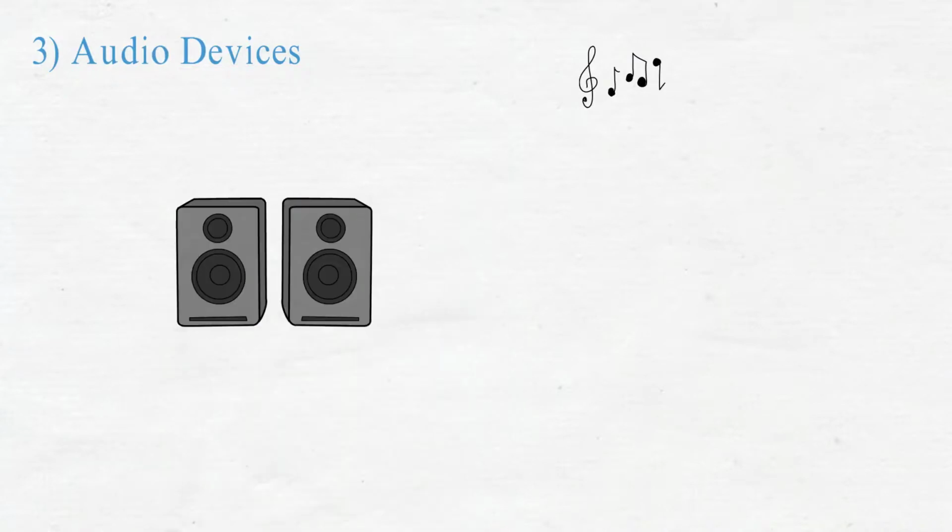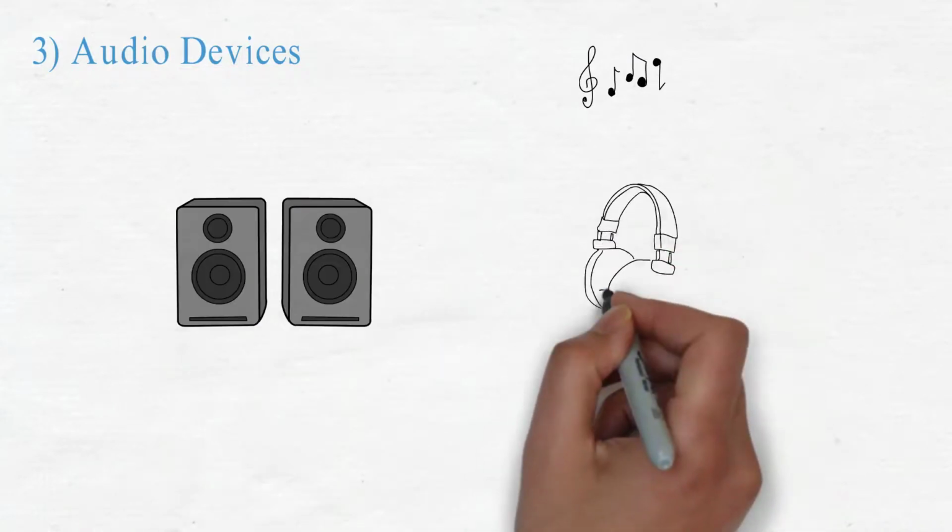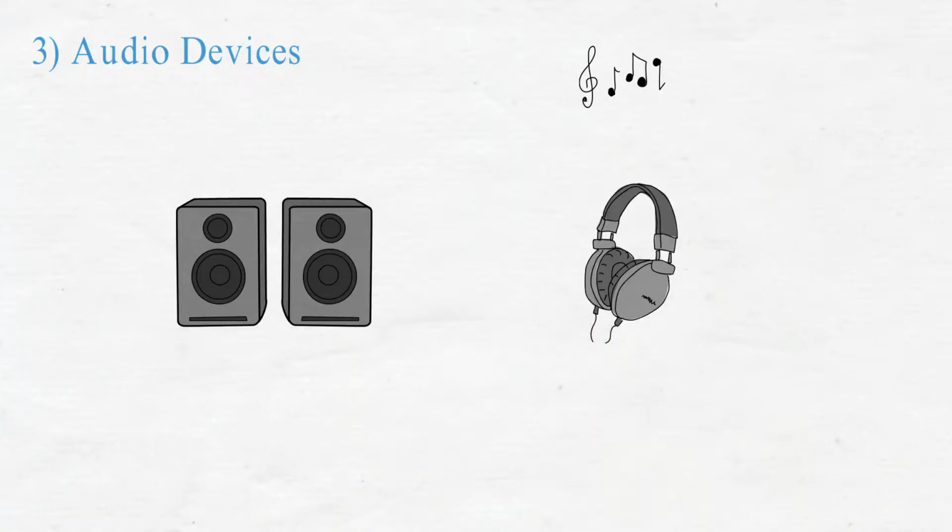An audio device is an output device which produces music, sounds or beeps, etc. Audio devices include speakers, headphones, earphones, etc.